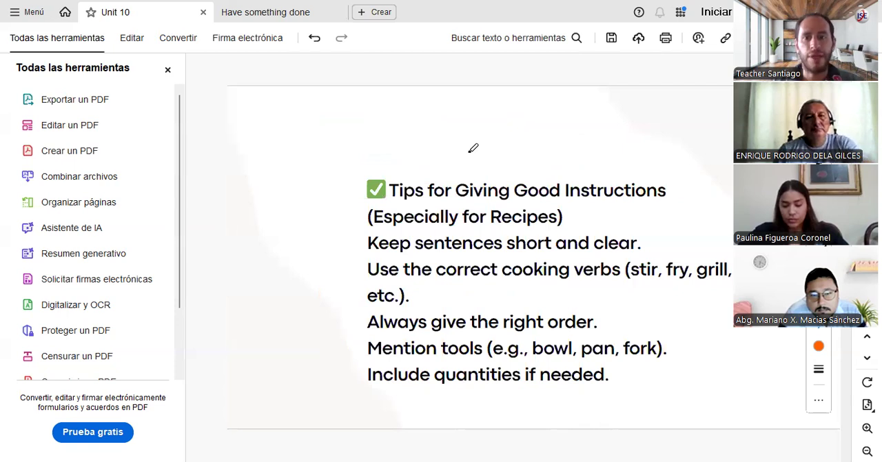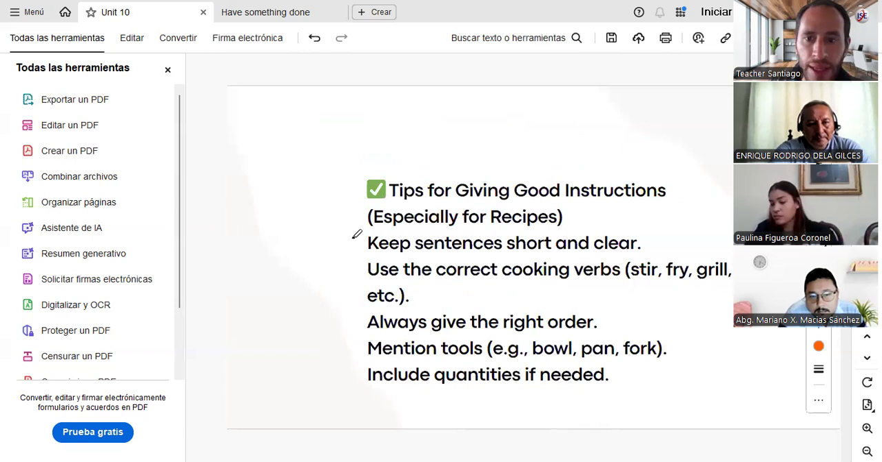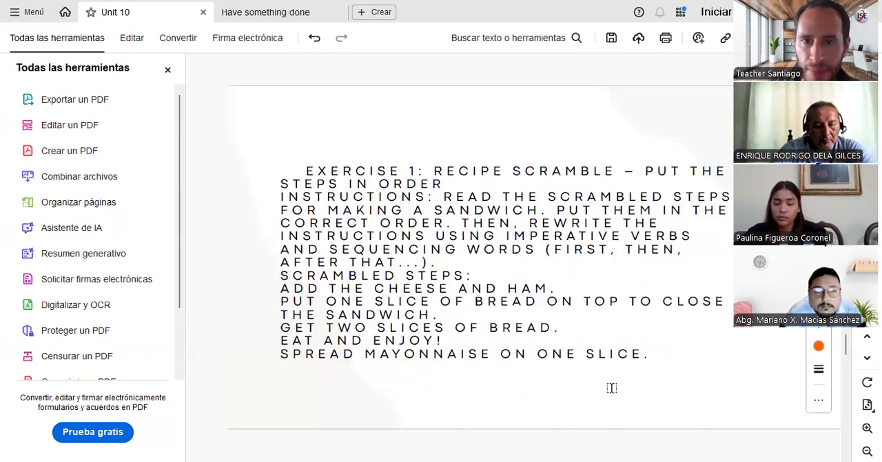So, tips for giving good instruction, especially for recipes. Keep the sentences short and clear. Short sentences, notice. The longest one is this, but most of them are short, right? Then use the correct cooking verb: stir, fry, grill, etc. Always give the right order. Mention tools: bowl, pan, fork, and include quantities if needed, right? Okay, exercise 1. So do you have any question about this?